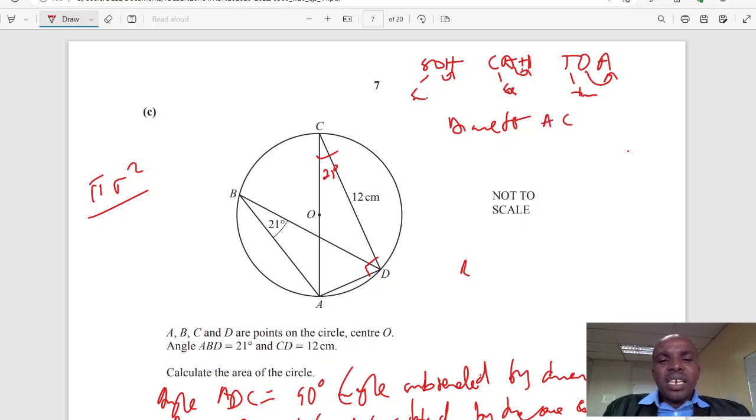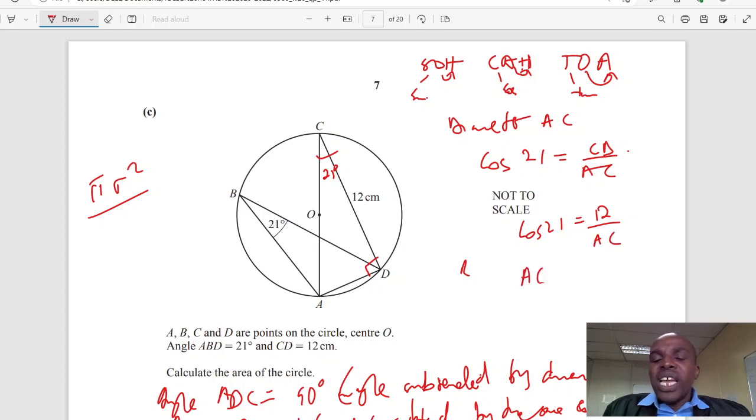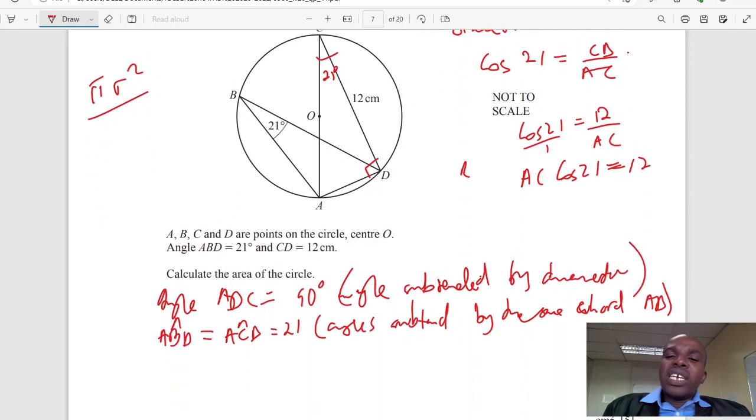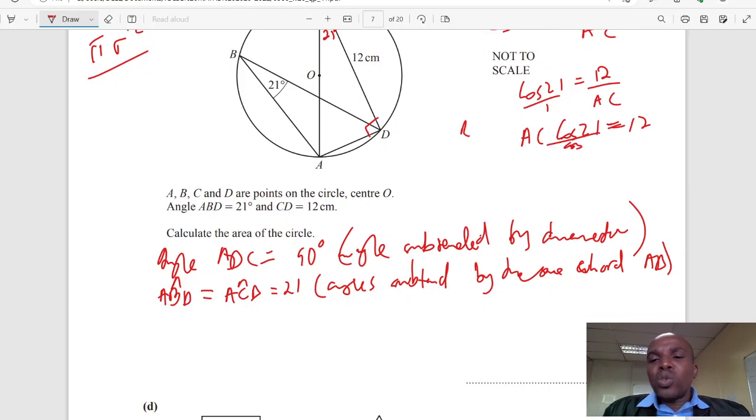So we can say this one is the hypotenuse. Then 12, that is CD, is adjacent to 21 degrees. So adjacent and hypotenuse is cos. So you can say cos 21 degrees is equal to adjacent, that is CD, over hypotenuse AC. So cos 21 is equal to 12 over AC. Then you can cross multiply, it will be AC cos 21 is equal to 12, because this side will be over 1. Then you divide by cos 21 on both sides. Then AC is equal to 12 over cos 21.